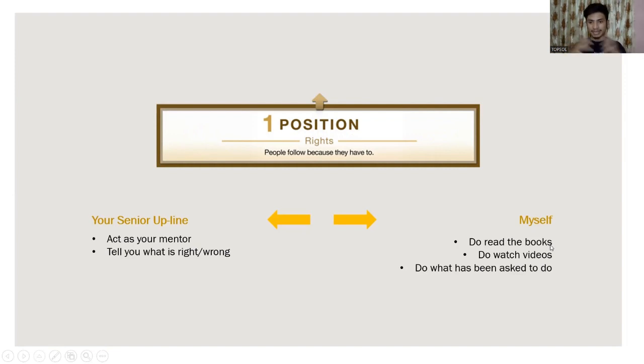So what basically is happening is right now, you see the word right, RIGHTS, right? Now you need to do what is right of you to do, okay? You don't do what is wrong, but do what is right of you to do.